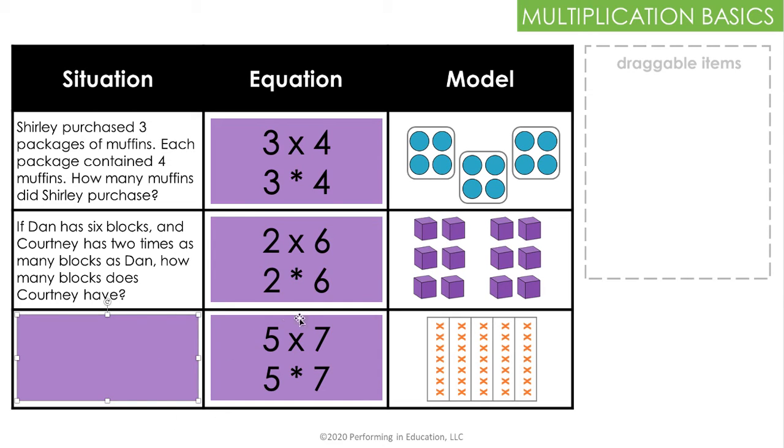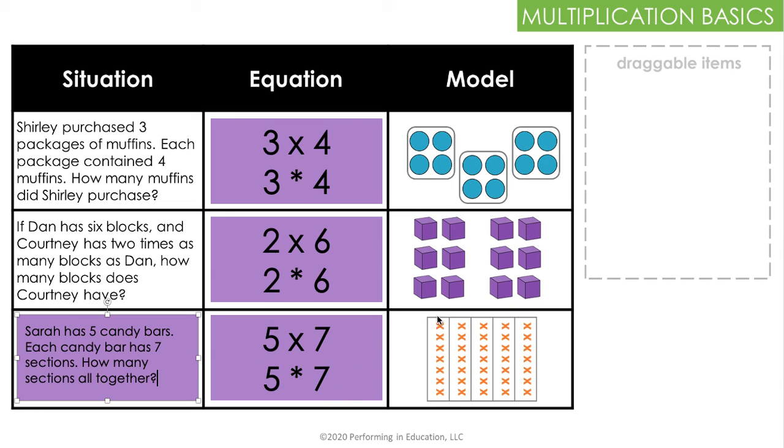But the question asks, or the blank, we need to make up a situation for it. A situation that has 5 groups of 7. So you can think of your own situation. I'm going to write one myself, but you can write your own. Sarah has 5 candy bars. Each candy bar has 7 sections. How many sections are there altogether?